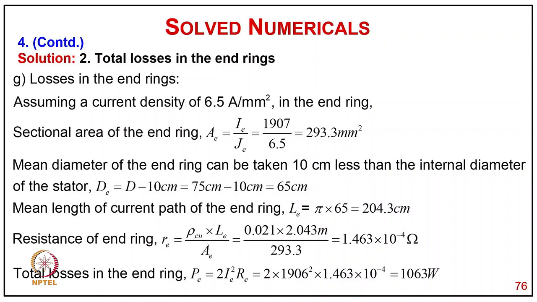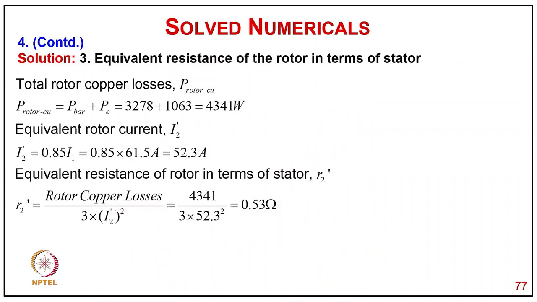2403.3 centimeters. The resistance of end ring R E equals rho Cu into L upon A. Putting the value, it comes 1.43 into 10 power minus 4 ohm. Total loss in end ring comes P E equals 2 I square R E, putting the value it comes 1063 watt. Total rotor copper losses or winding loss, P Cu rotor, is P bar plus P E, that comes 4341 watt, and equivalent rotor current is I2 equals 0.85 I1, so it comes 52.3 ampere. So equivalent resistance on stator side is rotor copper losses divided by 3 into I2 square, so it comes 0.53 ohm.